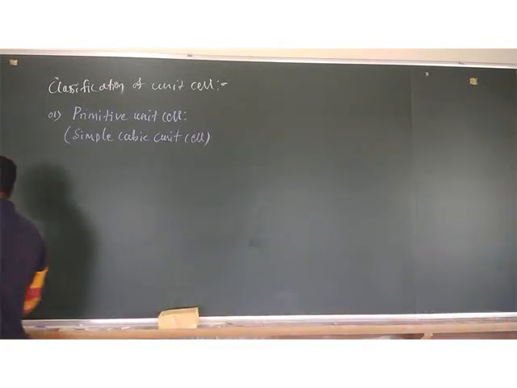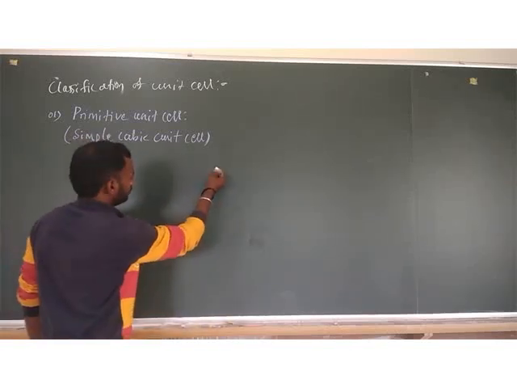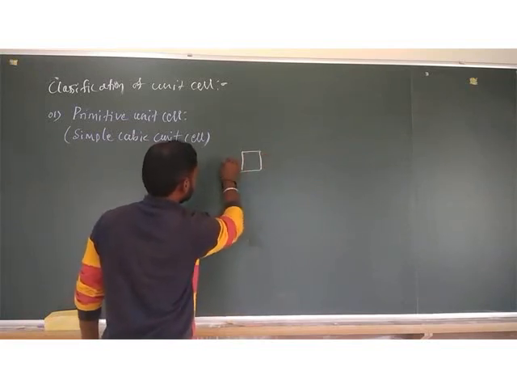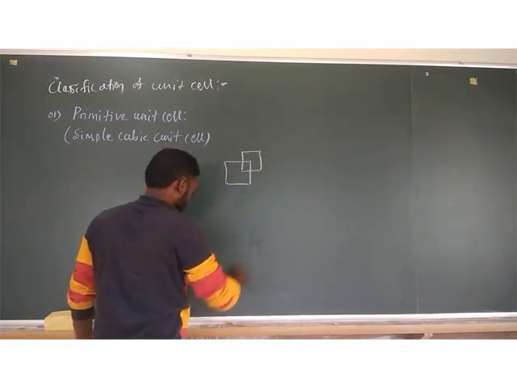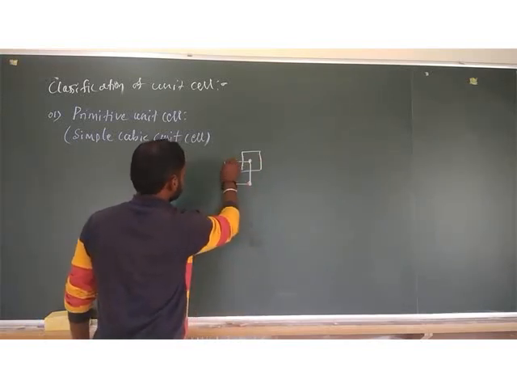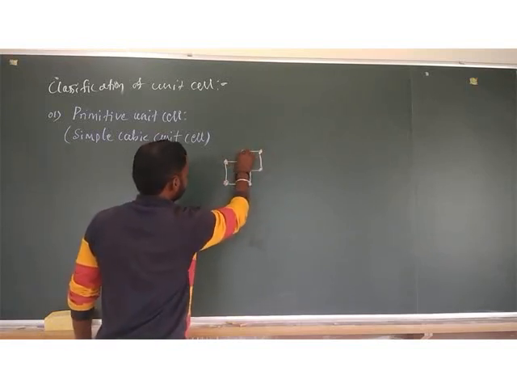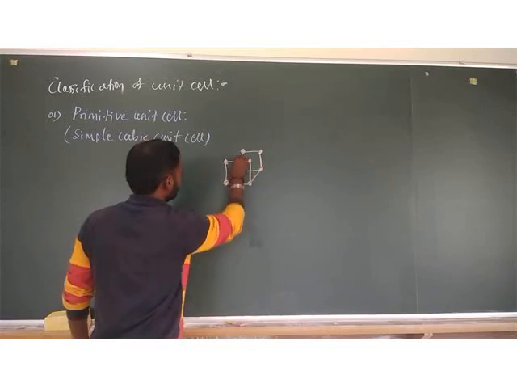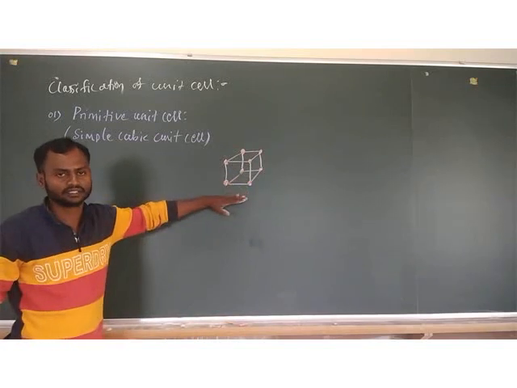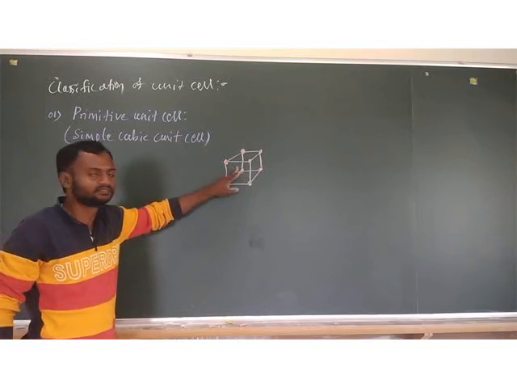The primitive unit cell. Let us take a unit cell. This is one unit cell containing particles. These are called the constituent particles, or lattice points. These constituent particles are present in a simple cubic unit cell or a primitive unit cell. This is a type of unit cell.